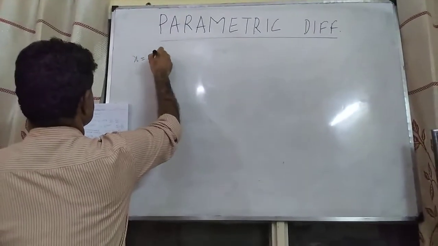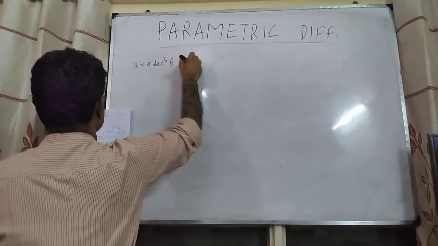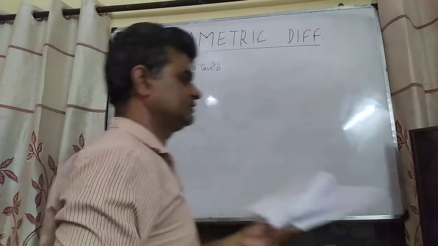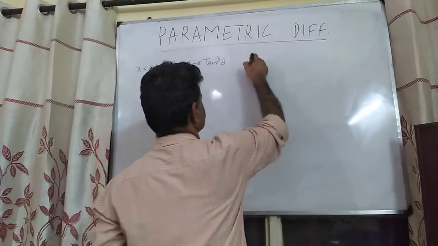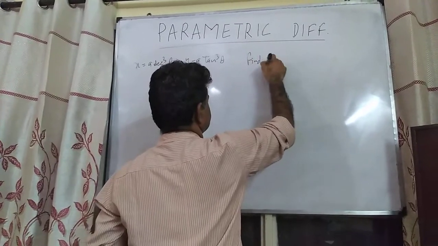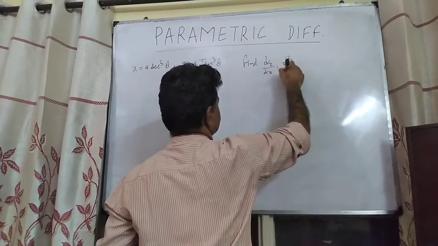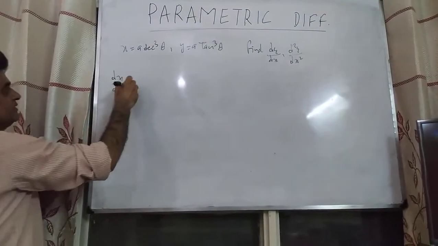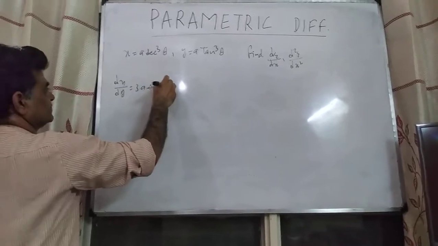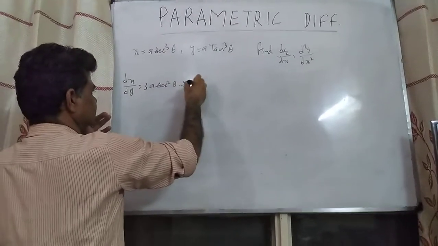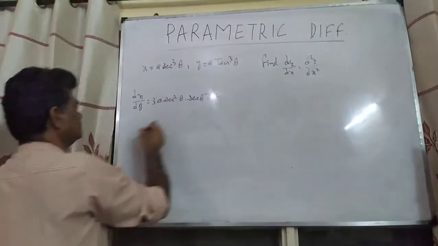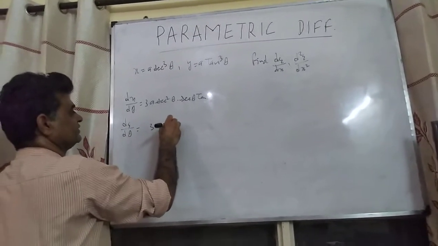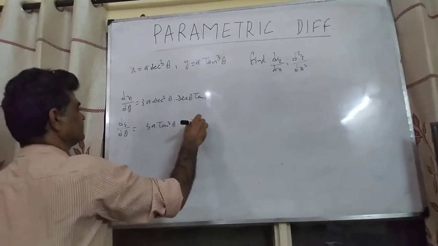Let x equals a sec cube theta and y equals a tan cube theta. Find dy by dx and its double derivative. So we'll find dx by d theta. This is thrice of a sec square theta into differentiation of sec theta, which is sec theta into tan theta. Similarly, dy by d theta is thrice of a tan square theta into sec square theta.